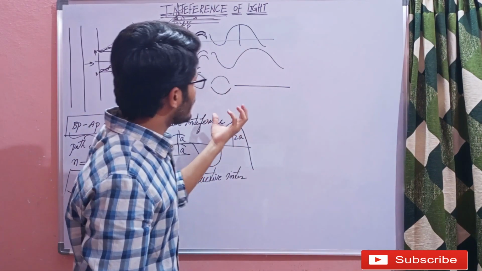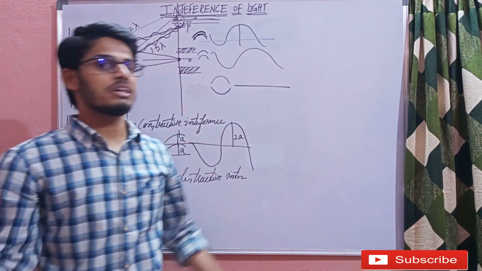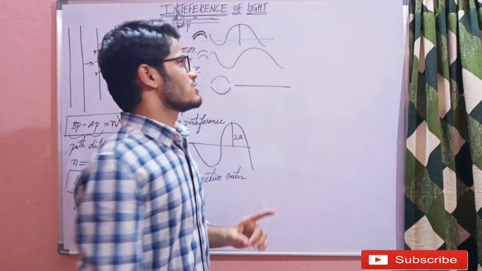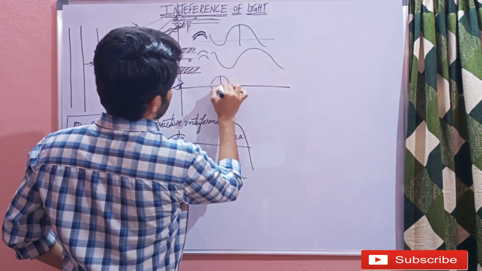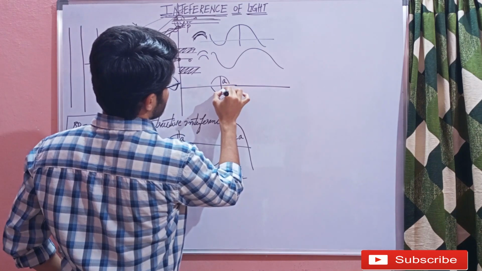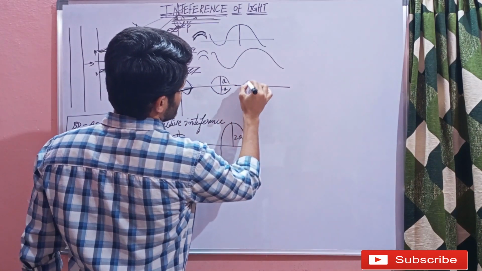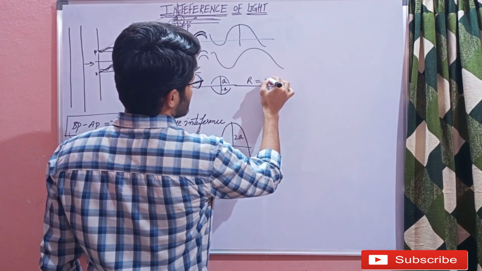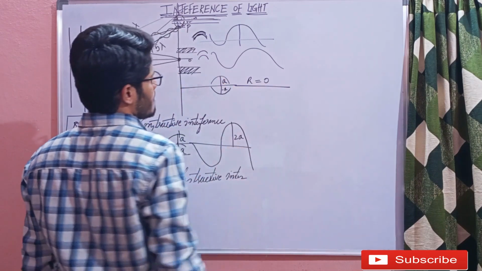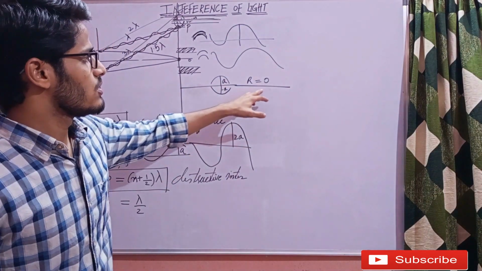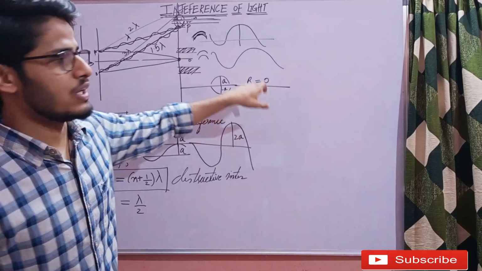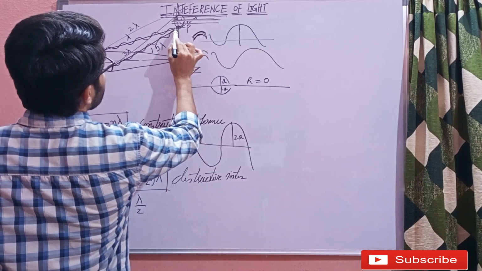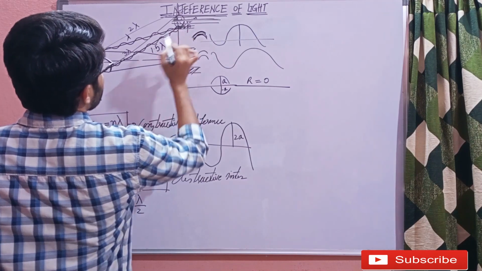How do you know that the final is going to be nil? Because we have studied in the principle of superposition, destructive superposition will occur. How? This has amplitude A and this is having amplitude minus A. The resultant amplitude is going to be 0. Why? Because A minus A will get cancelled out, that's how. We will be getting no amplitude. No amplitude means what? No light. So there will be a dark fringe there.